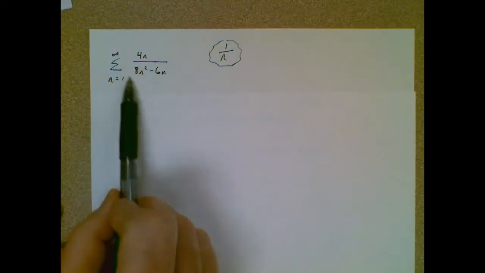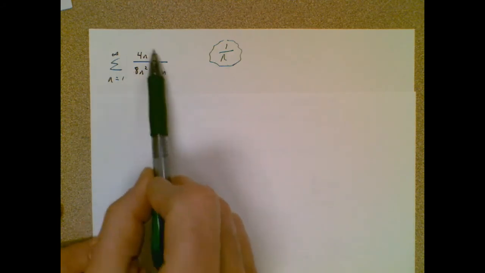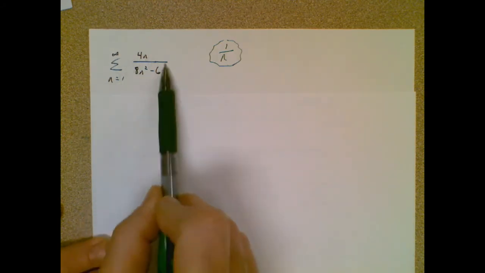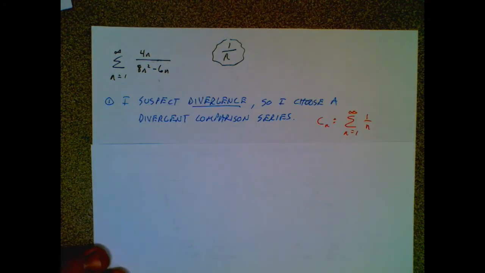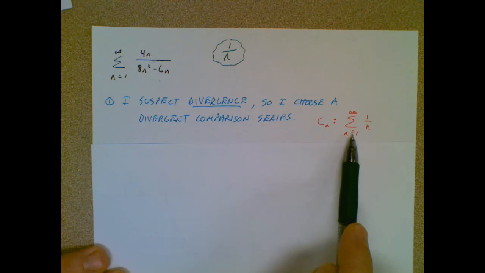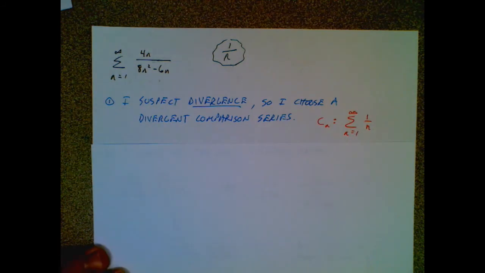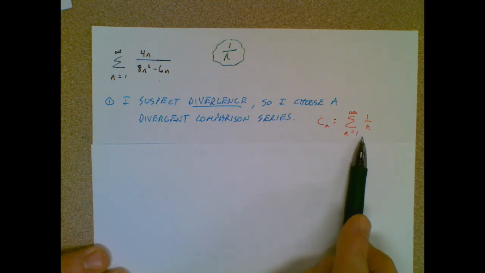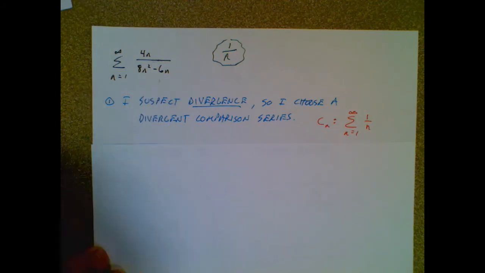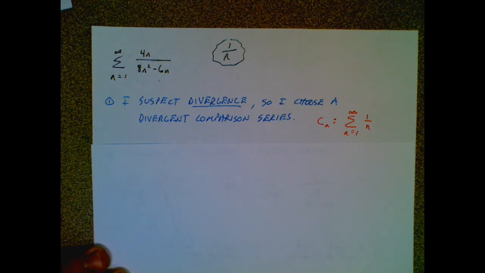So when I choose a comparison series, I should choose a divergent comparison series. And my advice to you is choose a series that seems pretty related to the form that I'm in. So this, with some algebra adjustments, is really that, which means that would be a heck of a comparison series to use. So I've chosen a divergent comparison series. That means I'm suspecting divergence here, and now I'm going to go do the limit and see if the math checks out, as Homer Simpson would say.